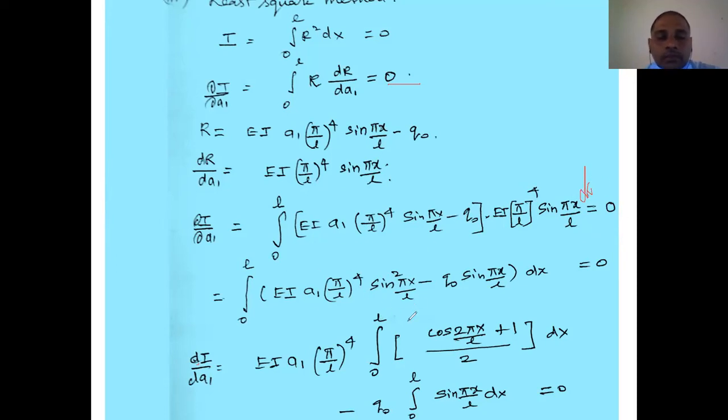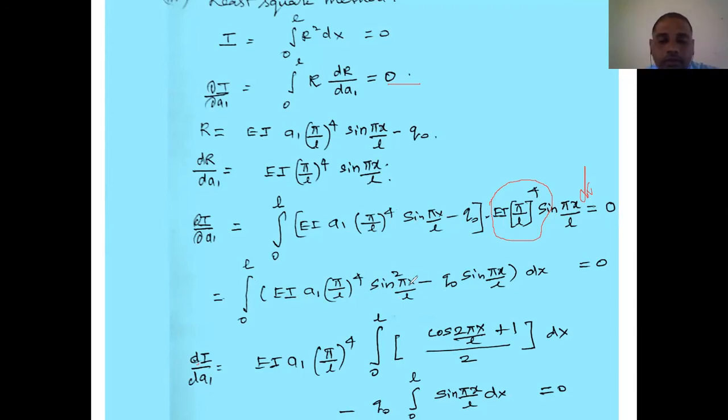This is actually a common term, EI into pi by L into whole power 4. So you can bring it down to the right hand side, and this term will become 0. The only thing is you have to multiply by sine pi x by L on both the terms. You will get EI into A1 into pi by L the whole power 4 into sine square pi x by L, minus Q naught into sine pi x by L. Next task is to integrate this equation.